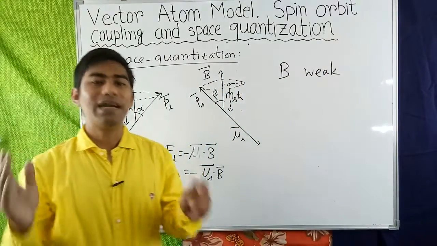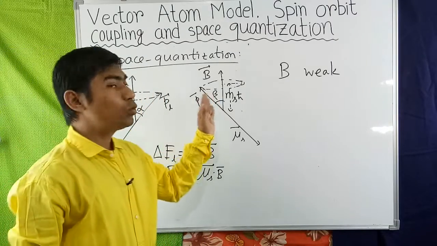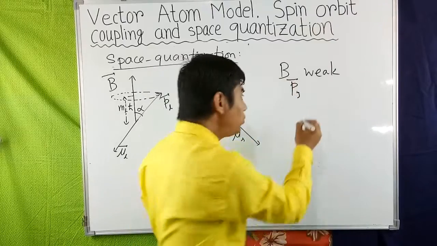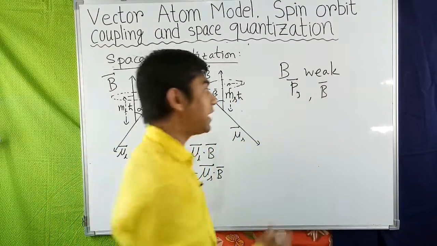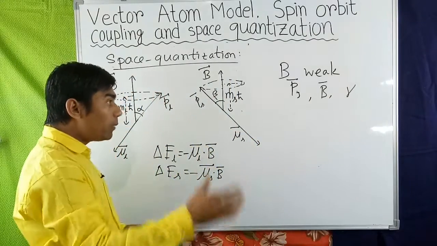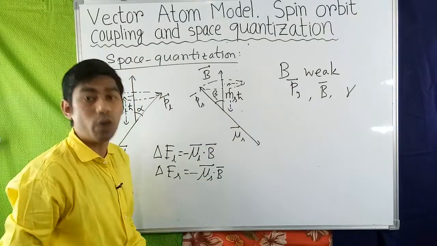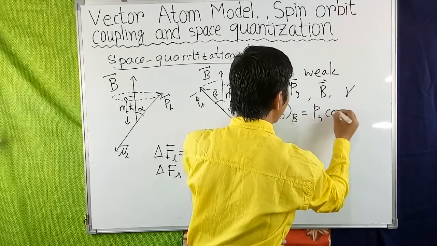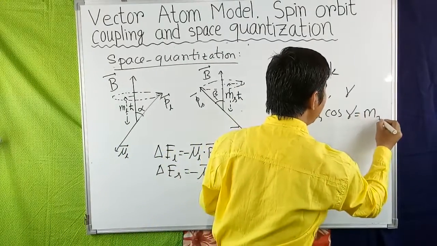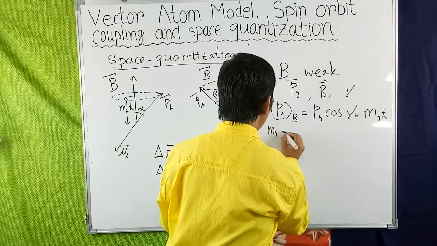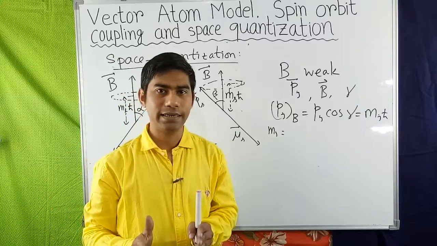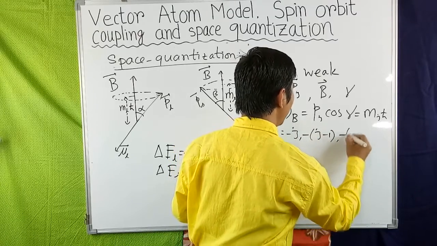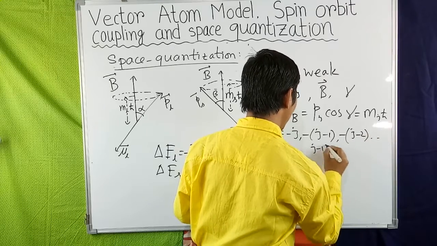In case B is weak, the spin orbit coupling will persist and PL and PS will add vectorially to give the PJ vector, which will precess around the direction of B, maintaining such a constant angle gamma with B that the normal projection of PJ on the direction of B is quantized as PJB equals PJ cos gamma, and this equals MJ into h cut, where MJ has values from minus J to plus J in equal steps of unity, that is MJ equals minus J, minus J plus 1, minus J plus 2, up to J minus 1 and J.